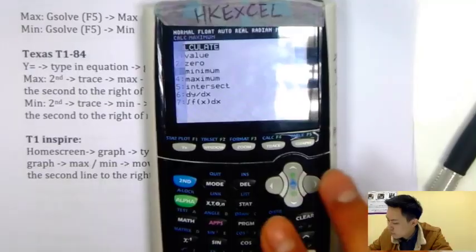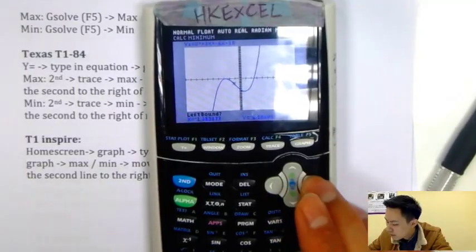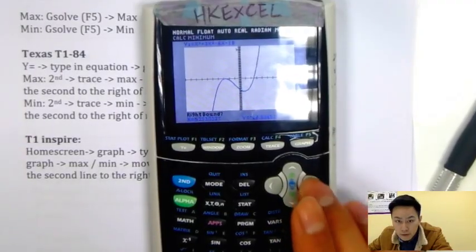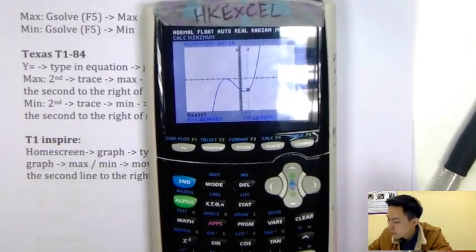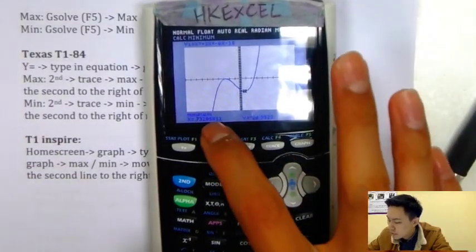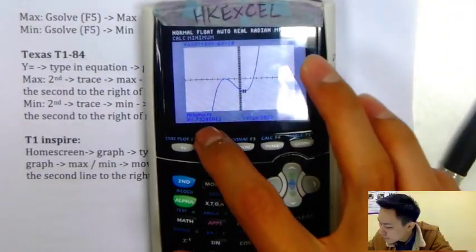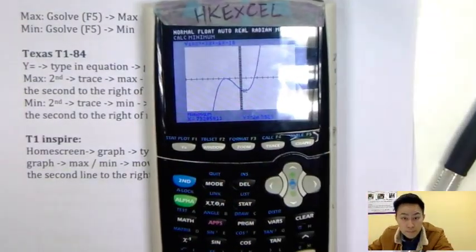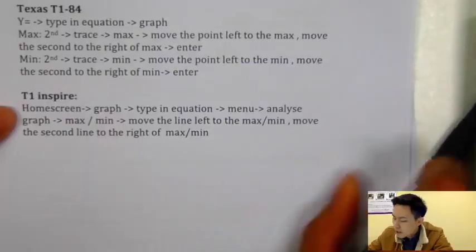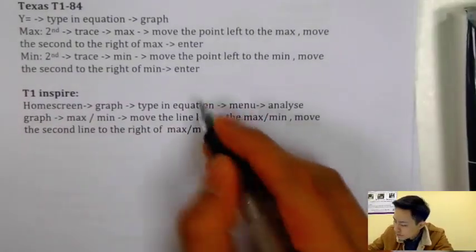So for the minimum, you have to go to minimum, and then the left hand side of the minimum, enter, and then the right hand side of the minimum, enter. Then you get the minimum value, that is 0.732. Yeah. Okay.